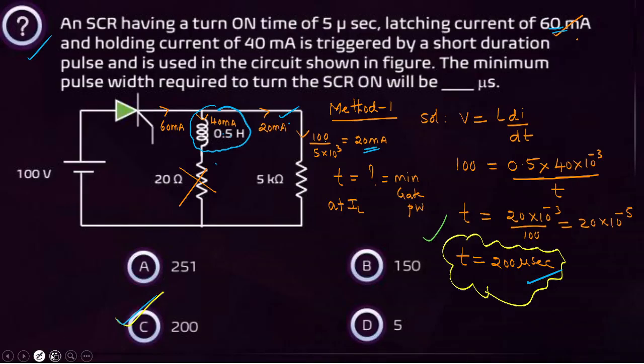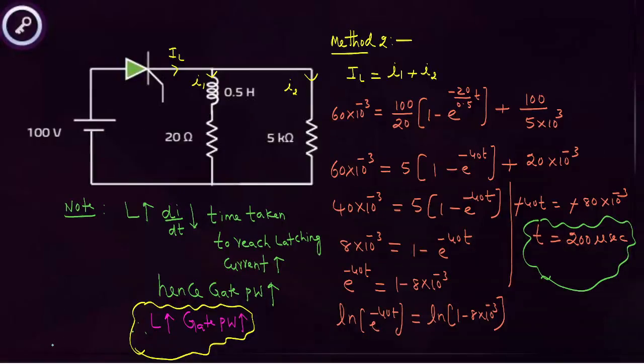Find the time corresponding to latching current. That is the minimum gate pulse. Here I solved method 2 also. Detailed method 2: there also we are getting T equal to.